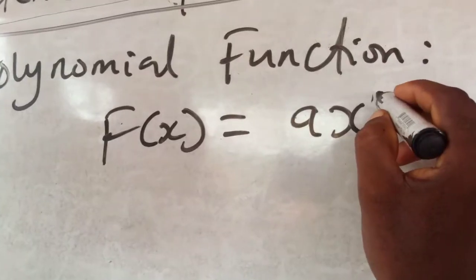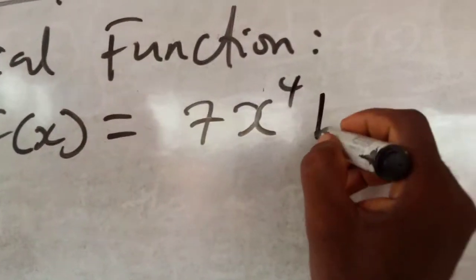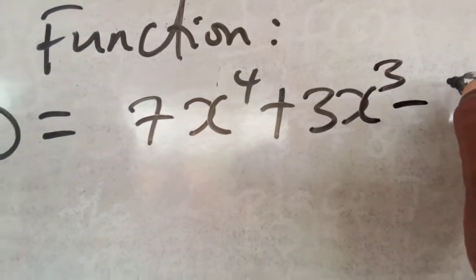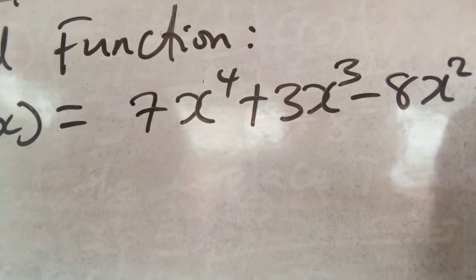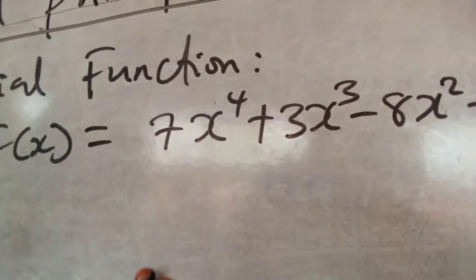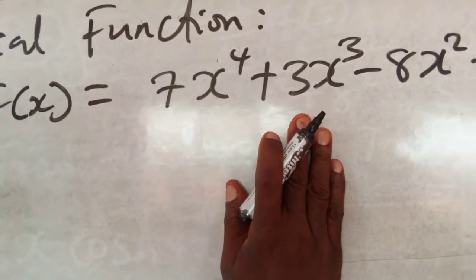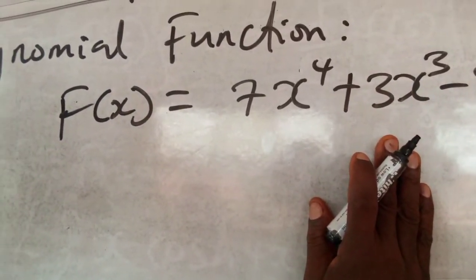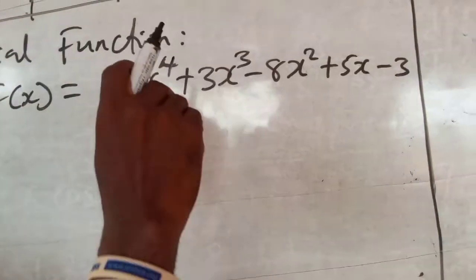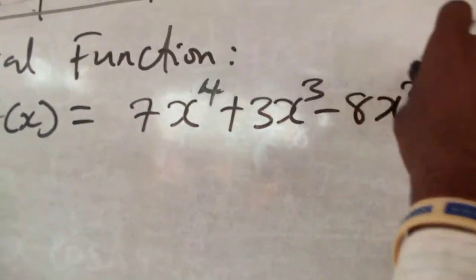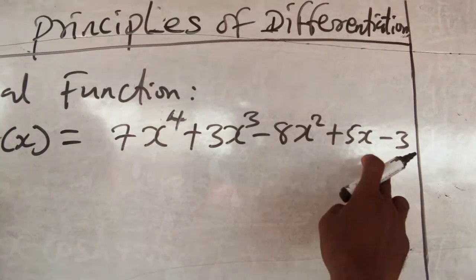For example, if you have something like 7s raised to power 4, plus 3s raised to power 3, minus 8s raised to power 2, plus 5s minus 3. So this is a polynomial. Reason: a term is separated from another term with plus or minus, and in every term there will be s, and the power of s will be decreasing. So this first one gives you s raised to power 4, s raised to power 3, so the power is decreasing.